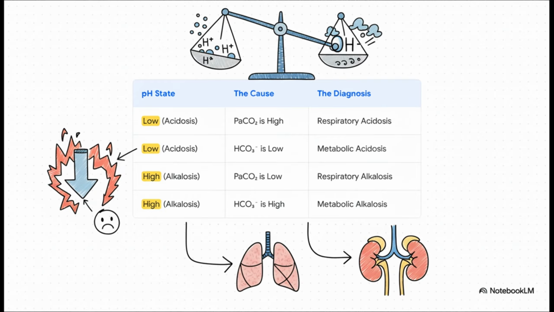Let's do one. Say the pH is low, so we know it's acidosis. Now you look at your suspects. Which one is also on the acidic side? Is the PaCO₂ high? Remember, CO2 is an acid. If it is high, you found your match, respiratory acidosis.